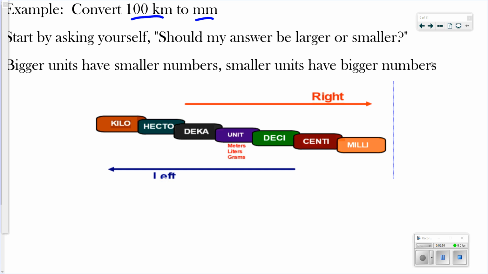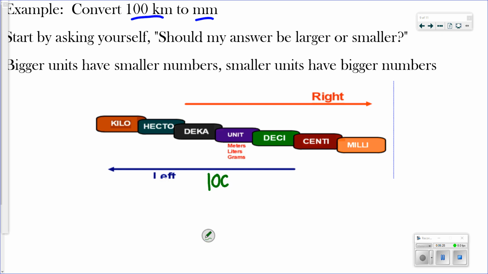So let's practice converting 100 kilometers to millimeters. One of the first questions you should always ask yourself is, should my answer get larger or should it get smaller? The bigger the unit is, the smaller the numbers will be because you're counting larger items. The smaller the units are, the bigger the numbers will be because you'll have more smaller items. So here's how this works.